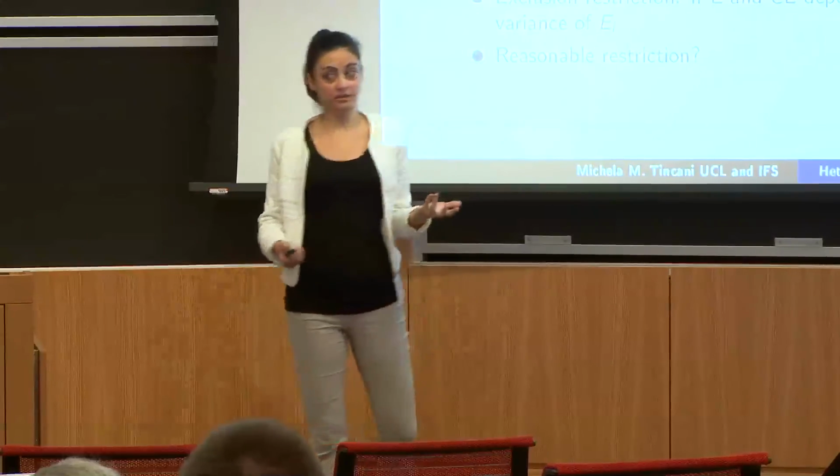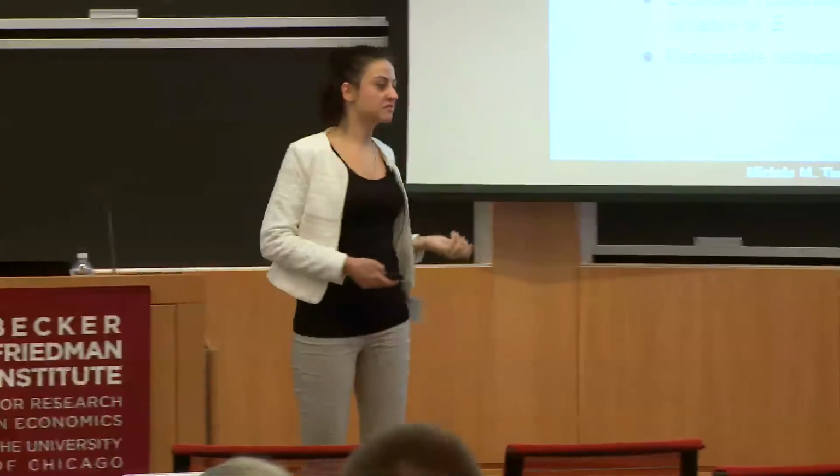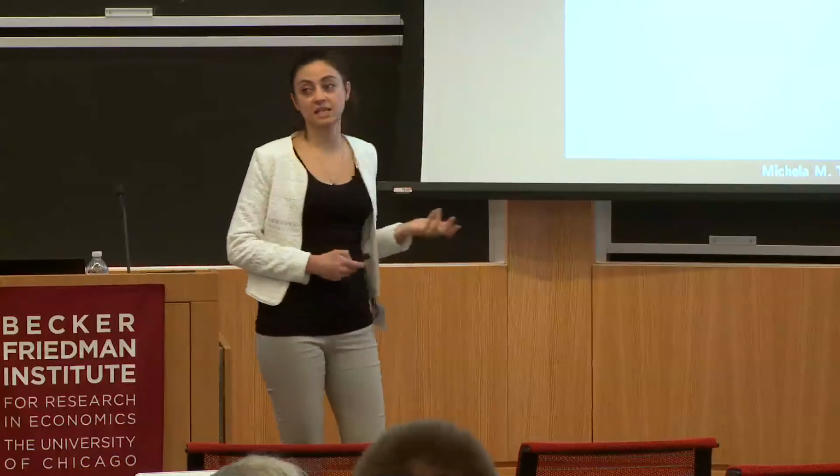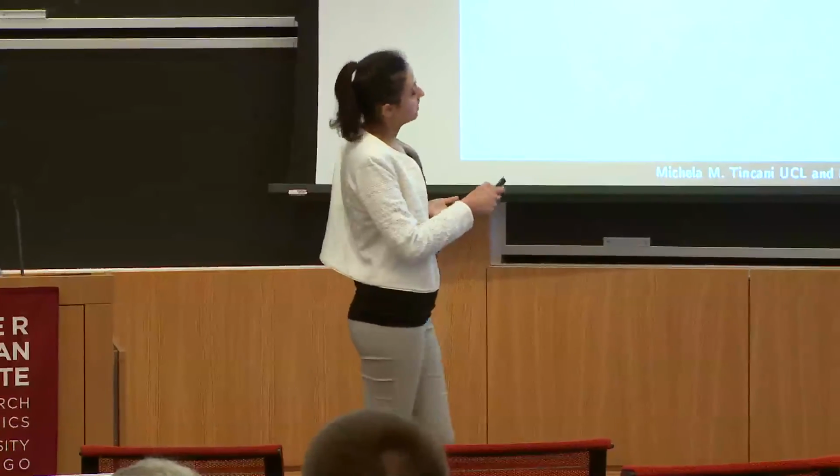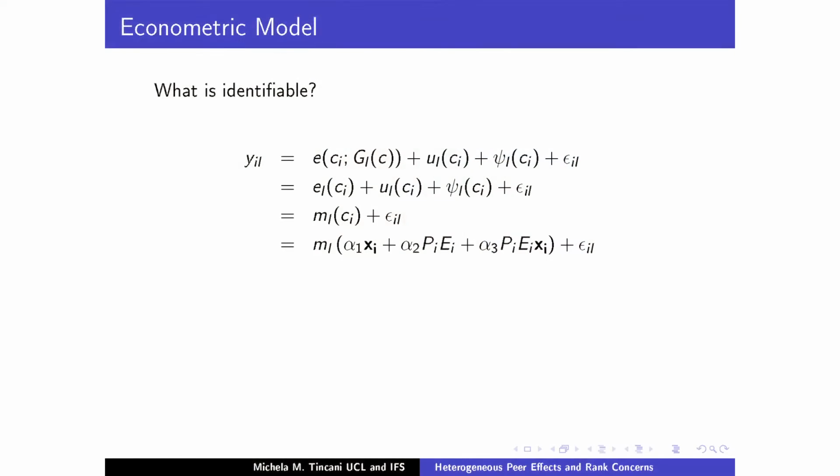Well, can I check if it's a reasonable restriction? To answer that question, let's first see what it is that I can identify. So to remind you, this is the model. The indirect peer effect U and correlated effect C are classroom specific, so there's an L here. But also this function is classroom specific because it depends on the distribution of the C in the classroom.